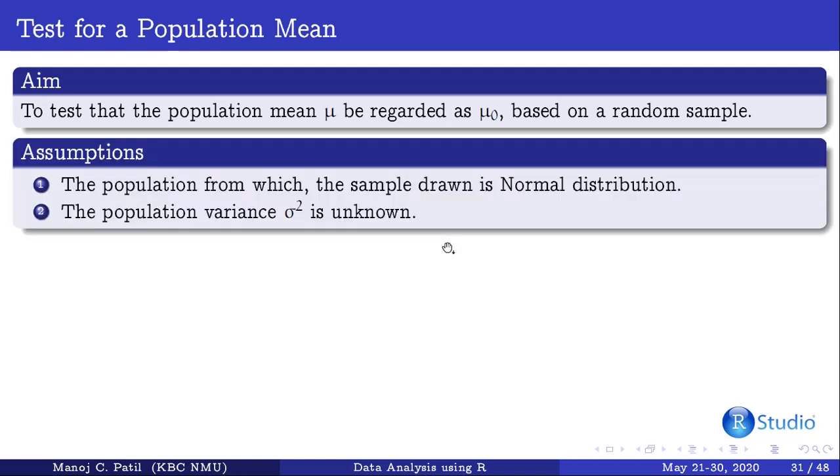Moving forward, what are the assumptions? The population from which the sample is drawn is assumed to be normal. The population variance, sigma square, is unknown. As the variance is unknown, we have to estimate it by using the sample variance. It is not really necessary to have the sample drawn from a normal distribution. Many times if your sample size is quite large, that is n is greater than 30, then asymptotic normality will be achieved. But if the data is of categorical type or binary type, don't go for the one sample t-test.